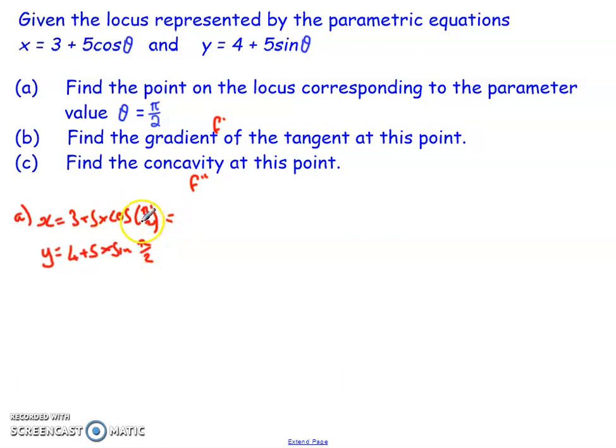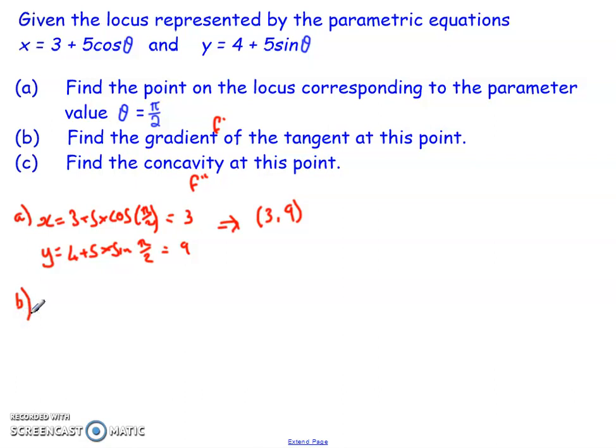Cos of pi over 2 is 0, so 3 plus 0 is 3. Sine of pi over 2 is 1, so I get 4 plus 5, which is 9. So I know then that the coordinate, because remember, that's what it wants, a point, is a coordinate, this is just two values, is given by (3, 9). So that's part A.